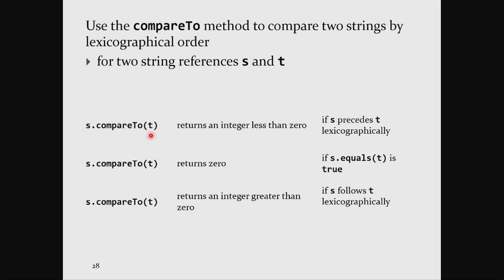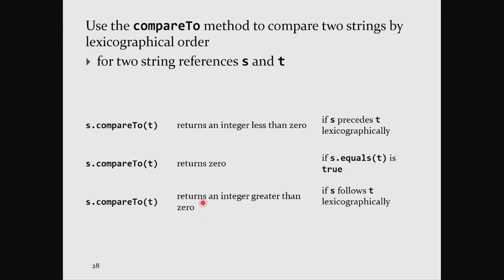If s comes before t in the dictionary, you get back a negative integer. You have to look at the documentation for the class to find out what the meaning of the integer is, but it gives you back a negative integer. So if s is less than t, you get back a negative value. If s and t represent the same string, in other words, if they're equal, you get back 0. And if s comes after t in the dictionary, you get a value that's greater than 0. So now you're comparing relative to 0. If you get a negative value, then s is less than t. You get 0, s is equal to t. And if you get a positive value, then s comes after t.